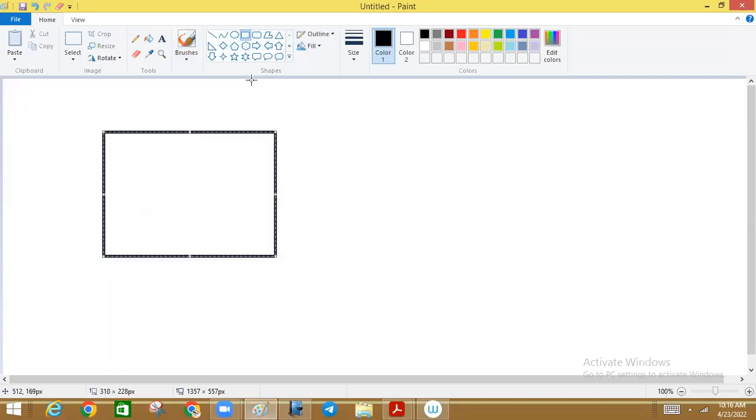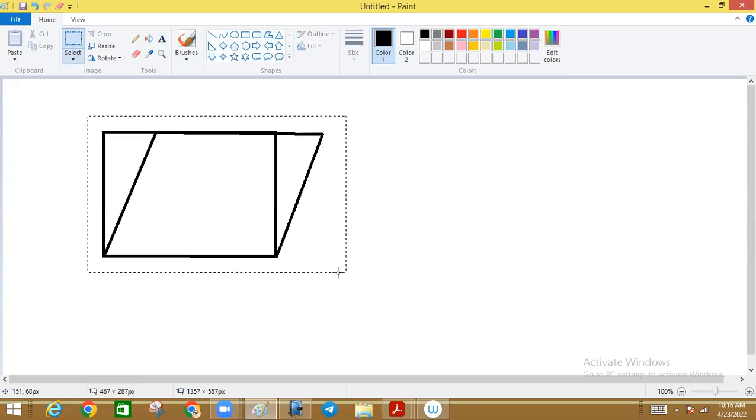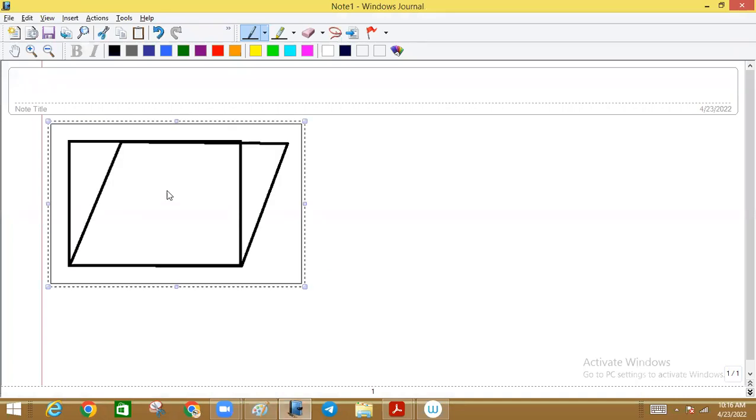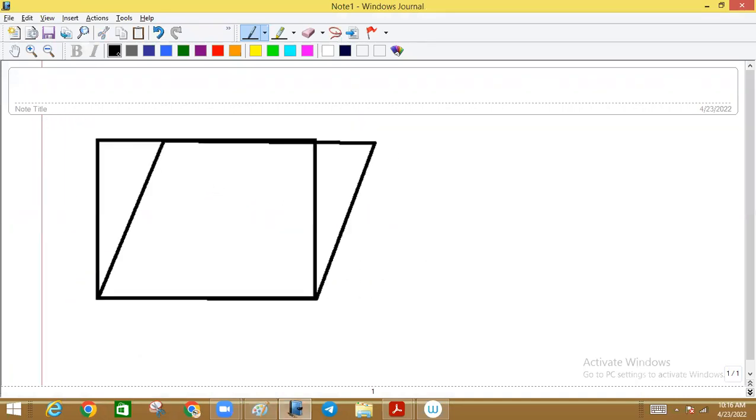I'm taking a rectangle. I'm also taking a parallelogram. ABCD is a rectangle and ABEF is a parallelogram. See there, ABCD is a rectangle, ABEF is a parallelogram.